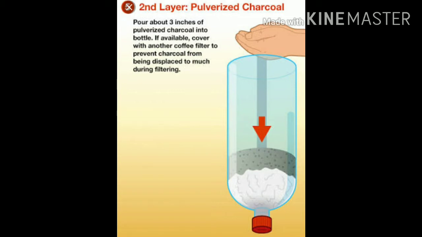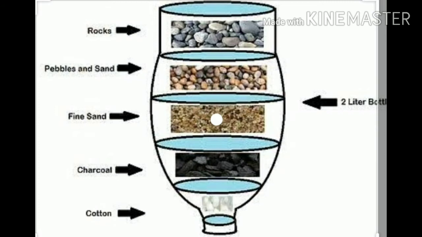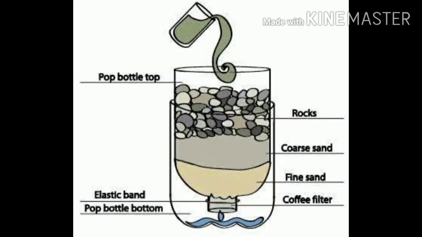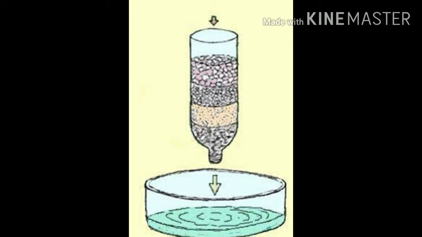Then add some fine sand and lastly coarse sand to make 3 different layers inside the bottle as shown in the figure. Place the bottle on its lower cut-off portion as shown in the figure. Now, pour some muddy water containing some rubbish slowly into this bottle. Record your observation and draw a suitable conclusion.